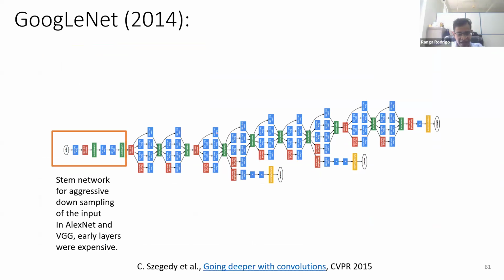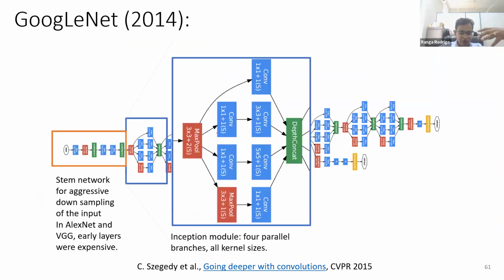Like they had a stem network for aggressively downsampling of the input. In AlexNet and VGG, early layers were very expensive because of this reason. So they quickly downsample. And then they had the so-called inception module. They thought that to make a decision, they need different kinds of receptive fields. For example, they wanted to first do a 1 by 1 convolution and then a 3 by 3 convolution. Then 1 by 1 convolution, then a 5 by 5 convolution. Then directly 1 by 1 convolution, then 3 by 3 convolution, then 1 by 1 convolution. So all these combinations they thought are required.